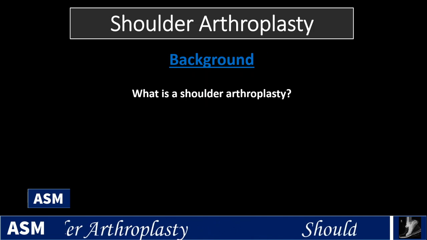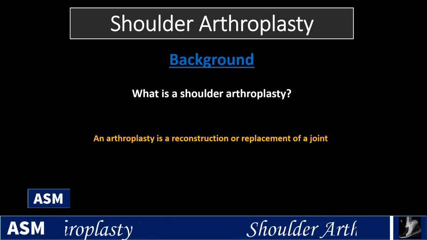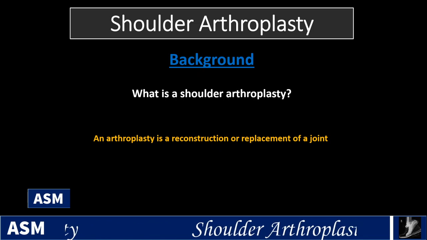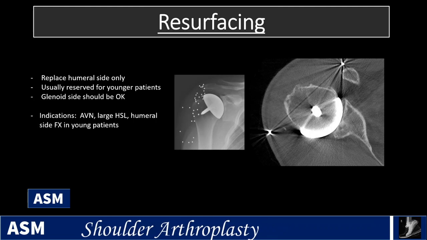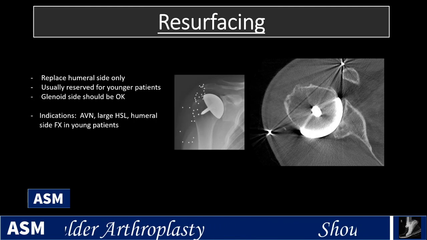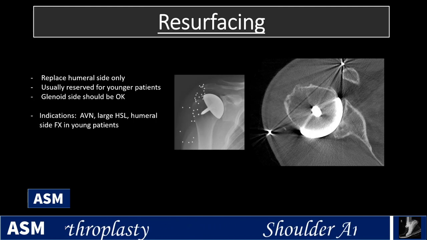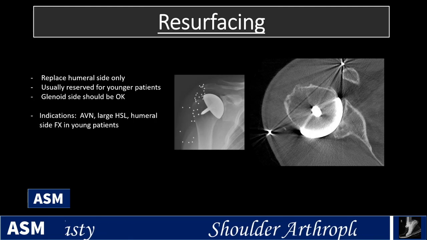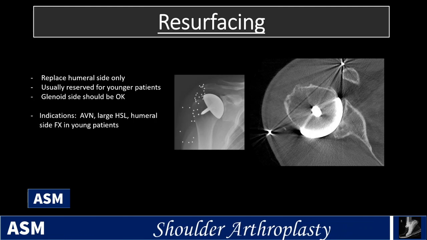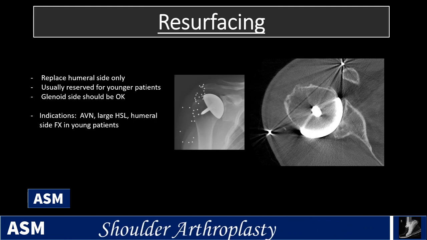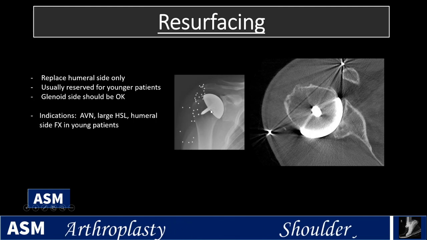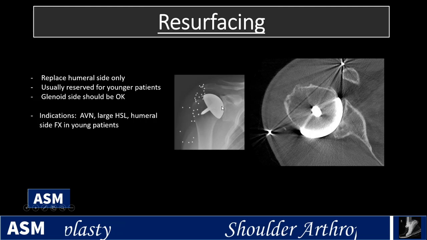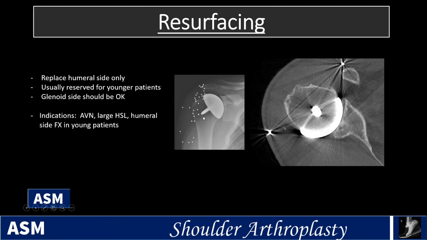So what is a shoulder arthroplasty, or what is an arthroplasty in general? An arthroplasty is a reconstruction or replacement of a joint. So there are a couple of different types of arthroplasties that you're going to run into with regard to the shoulder. The first is a resurfacing arthroplasty, and so in this case you replace the humeral side only, and really you're not using up much of the bone stock, so it's just going to be the articular surface of the humerus. The glenoid is left alone, you don't really have a stem.